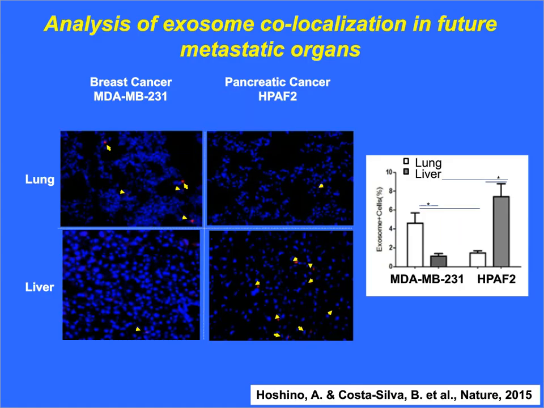So here we looked at more models of organotropism, the analysis of exosomes co-localizing in future metastatic organs. On the top left, we have breast cancer, the MDA231 triple negative line. And when we get those exosomes anywhere in the body, especially behind the retroorbital injection site, they end up in the lung. And here you could see little red dots present in the lung. Well, the human pancreatic exosomes, as I mentioned before, end up in the liver.